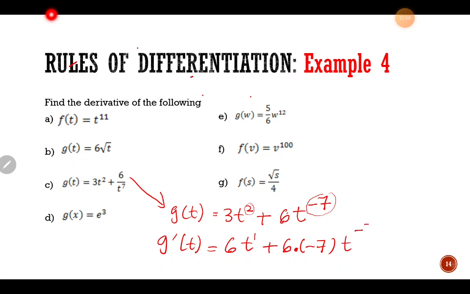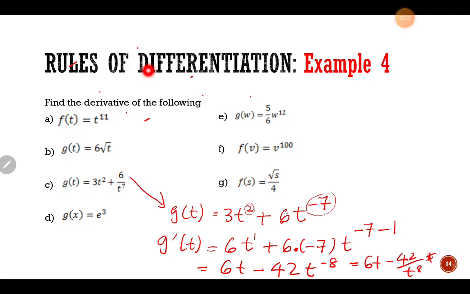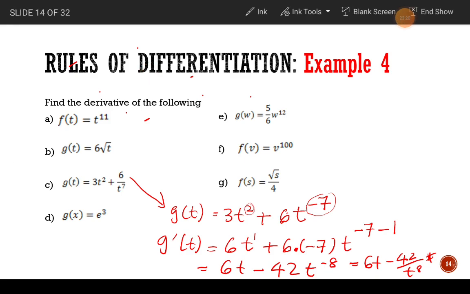T kuasa negatif 7 tolak 1. So, at the end, you get 60 minus 42. T kuasa negatif 8. Ataupun kita boleh tulis 60 minus 42 T kuasa 8. Okay. That is the answer for C, G prime T. Okay. Next.